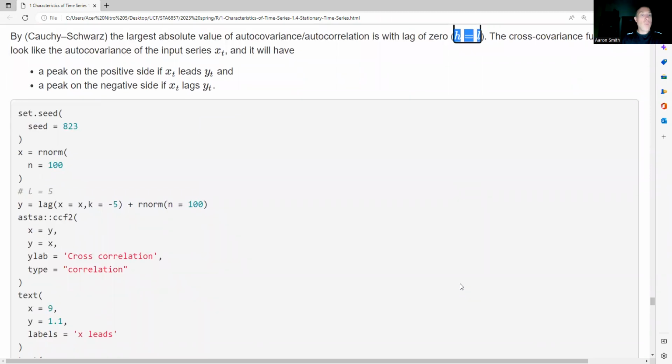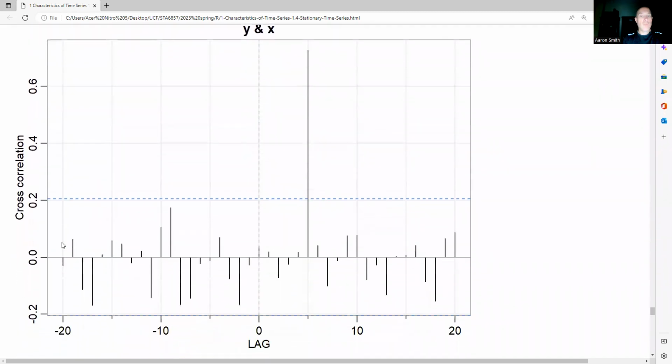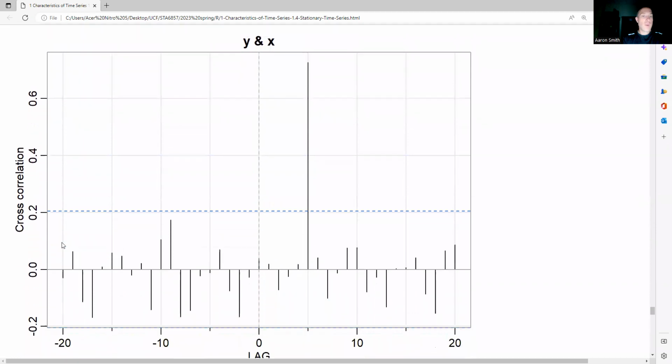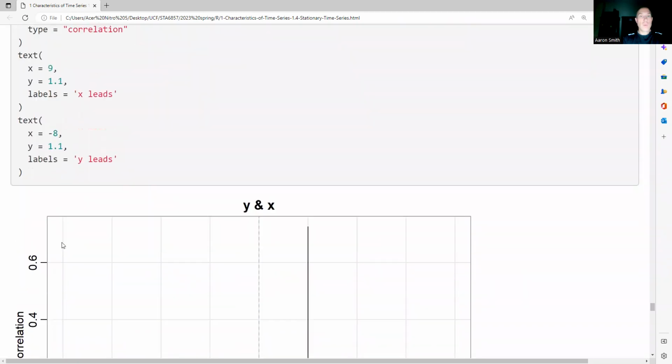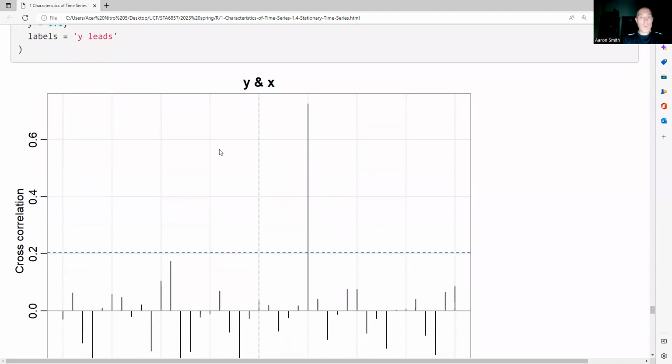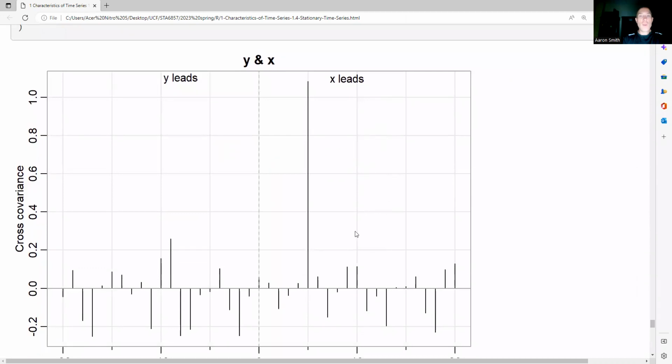So here's just an example to show what's going on. Here in this situation, x is leading y. Here, y is leading x.